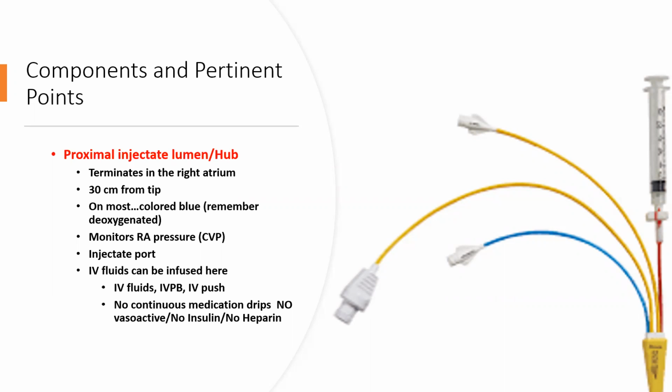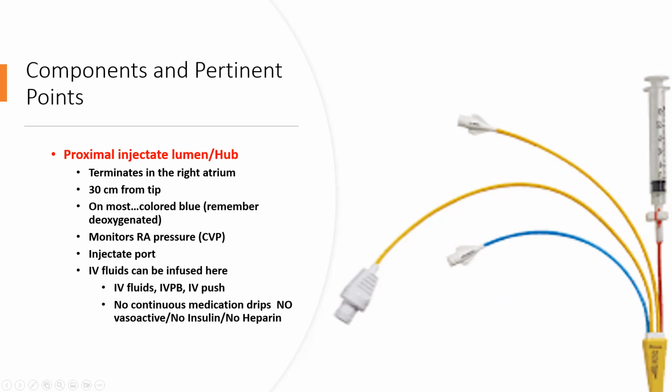This represents the right atrial lumen. If we're going to approximate where this particular lumen opens up to, it is actually the right atrial lumen, and it is approximately 30 centimeters from the tip of the catheter. So therefore, this will be resting within the right atrium. And therefore, you can use it for several things.